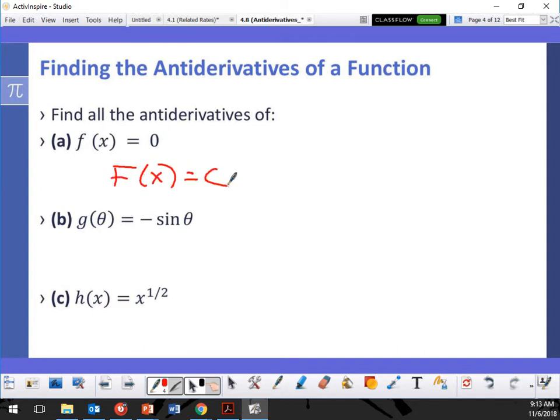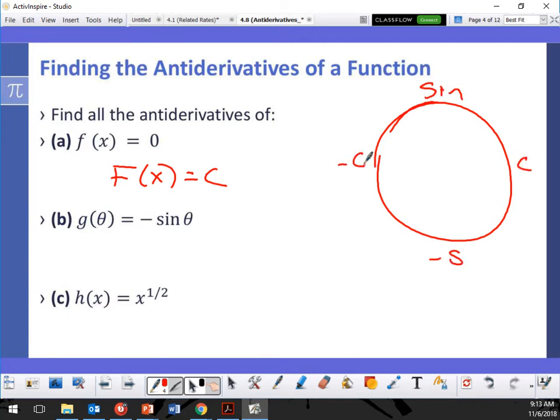So some constant. When I took the derivative of some number, it came out to be 0, right? Now, wheel of truth. Let's take a look. If my derivatives for my trig go sine, cosine, negative sine, negative cosine, right?